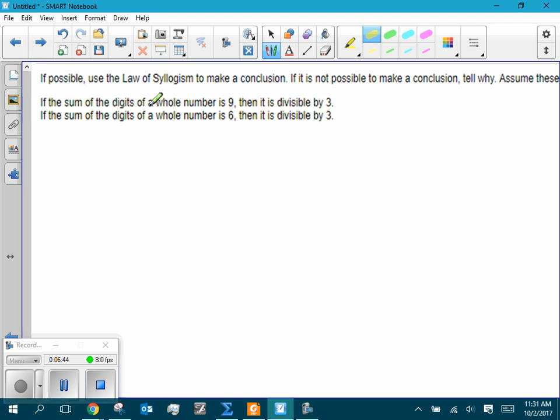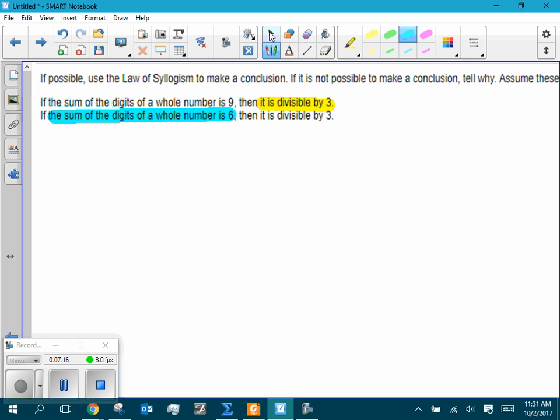Okay. So it's telling us to assume that these are true. And this here is the conclusion. My hope is that it is going to match up to that hypothesis, which says if the sum of the digits of a whole number is 6, then it is divisible by 3. Do those two things match up? Divisible by 3 and sum being 6 are not the same ideas, right? So there's no conclusion that I can make looking at them in that order.